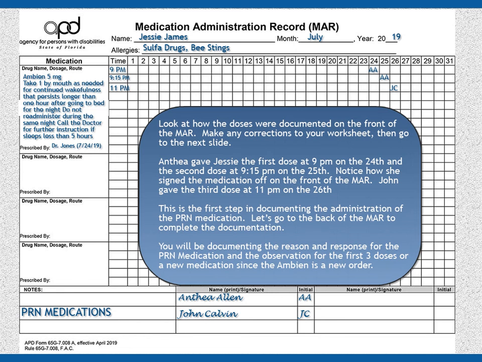This is the first step in documenting the administration of PRN medications. Let's go to the back of the MAR and complete the documentation. You will be documenting the reason and the response for the PRN medication and the observation for the first 3 doses of a new medication, since the Ambien is a new order.